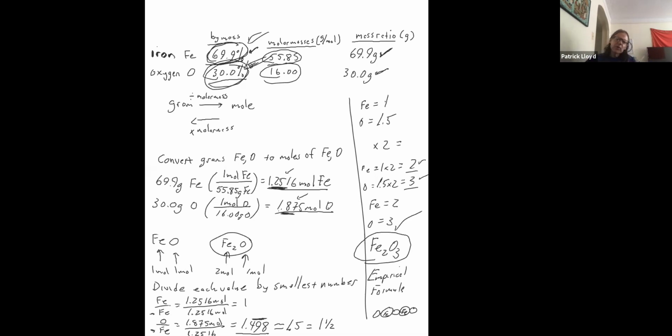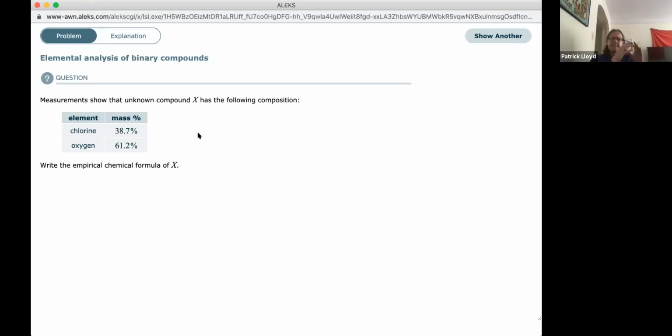Let's take a look at one more. Okay, here's one with chlorine and oxygen. Let me pop this one up so you can see it. There we go. Again, elemental and binary.